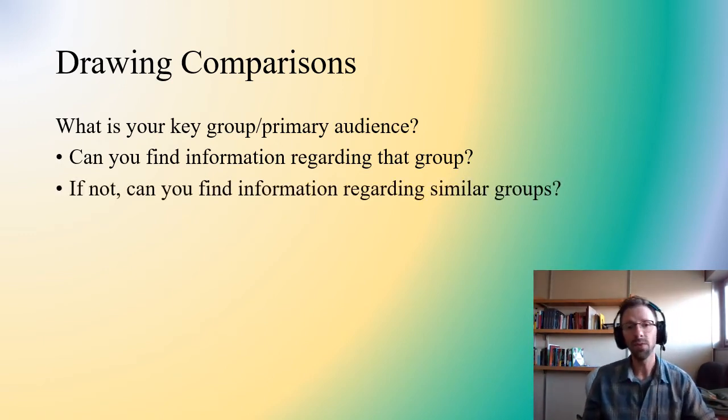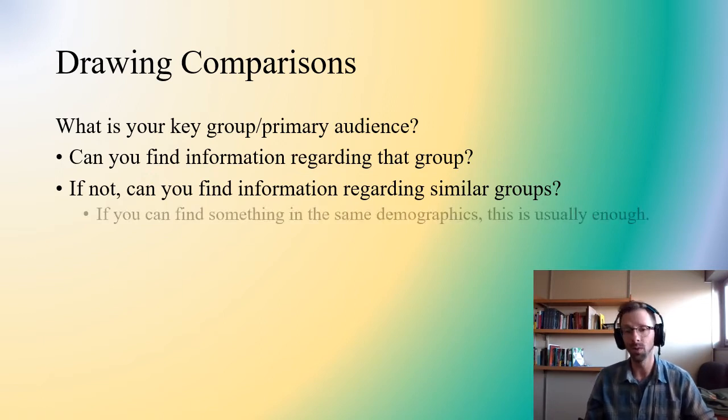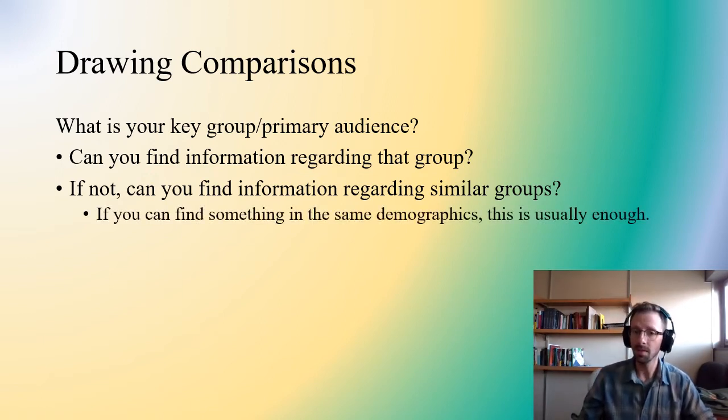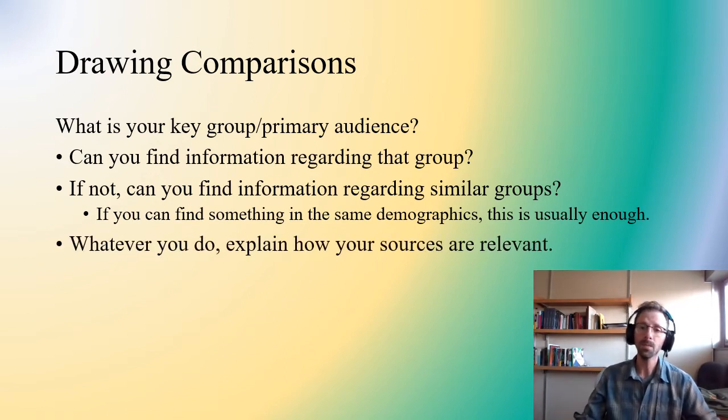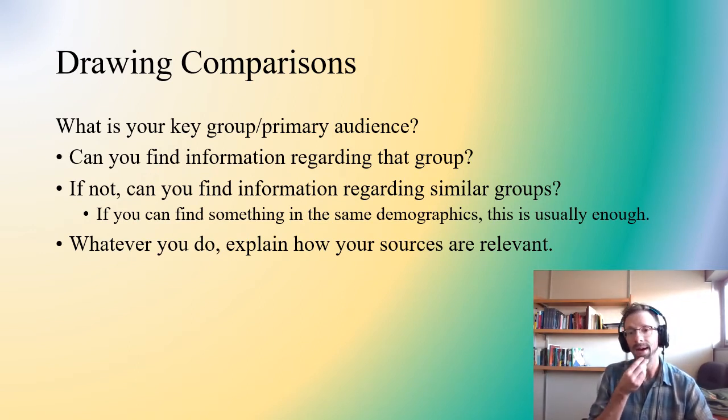So, can you find information regarding similar groups? If you can find something in the same demographics, that's usually enough. And whatever you do, explaining how your sources are relevant is essential. So you don't want to be in a situation where the reader is like, why are they talking about this? Never, ever. And you definitely don't want your instructor questioning that either.